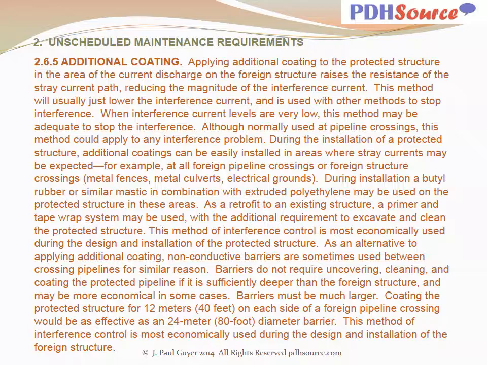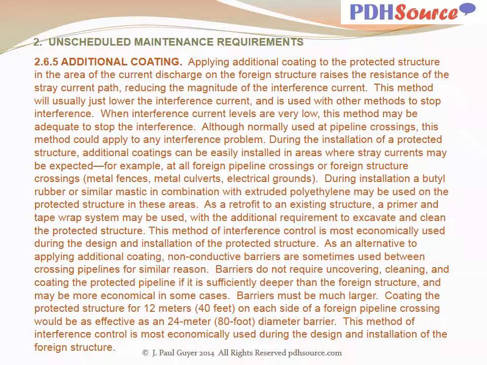As a retrofit to an existing structure, a primer and tape wrap system may be used, with the additional requirement to excavate and clean the protected structure. This method of interference control is most economically used during the design and installation of the protected structure.